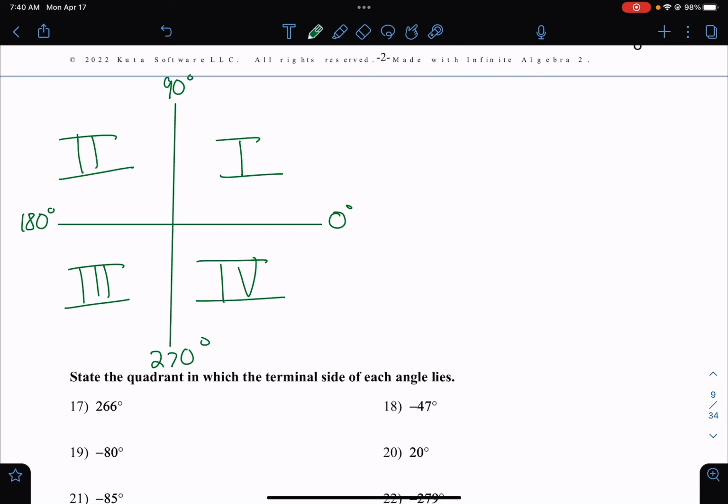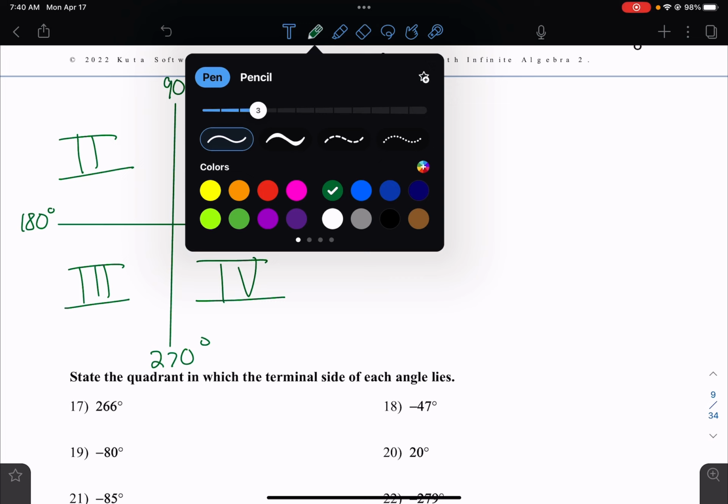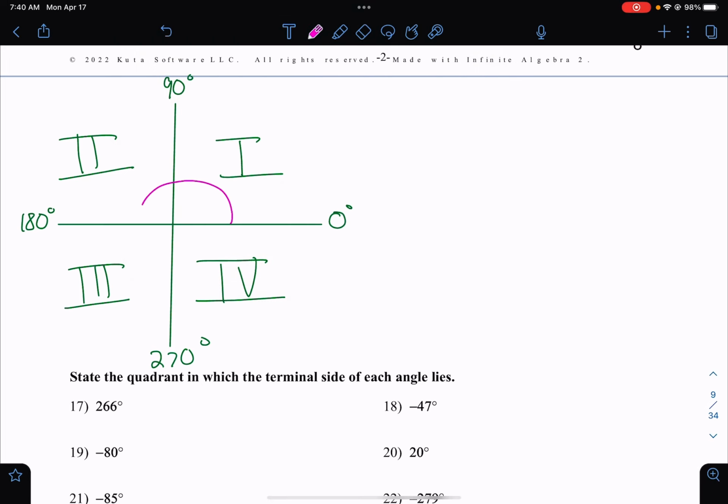Positive angles go in this direction. Whoa, what the heck is that?